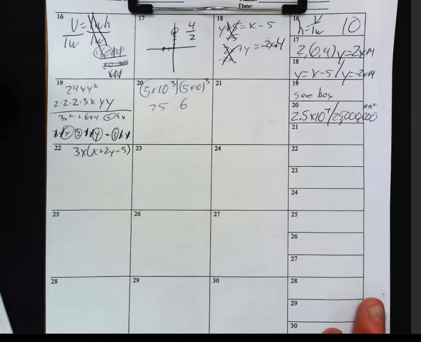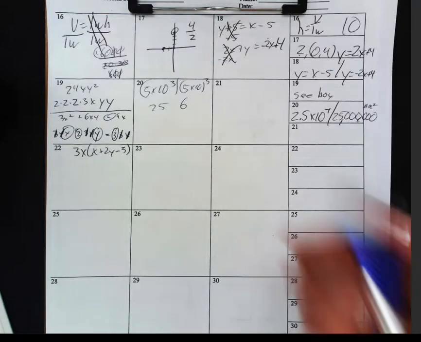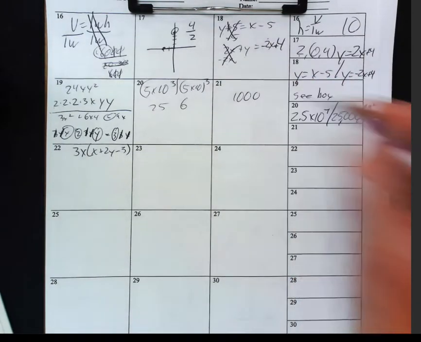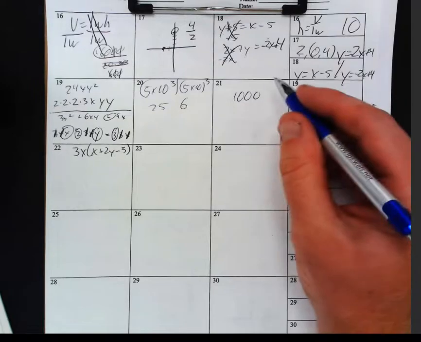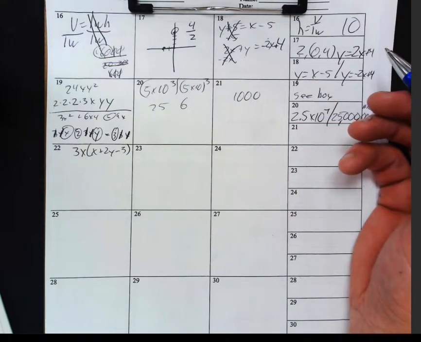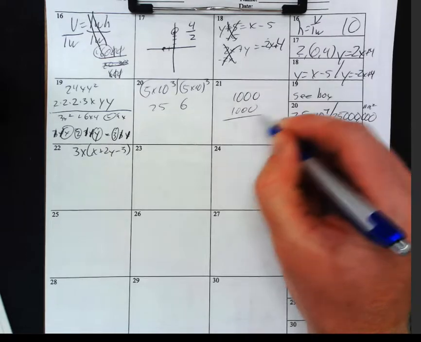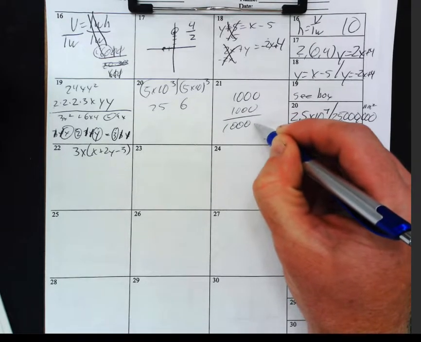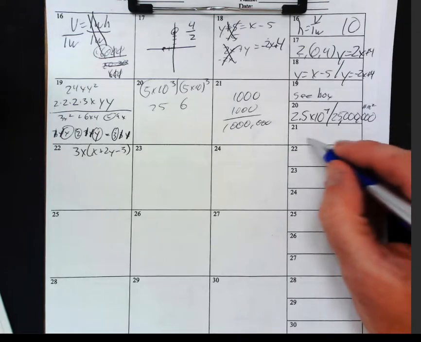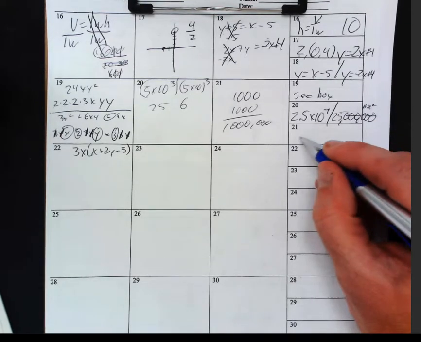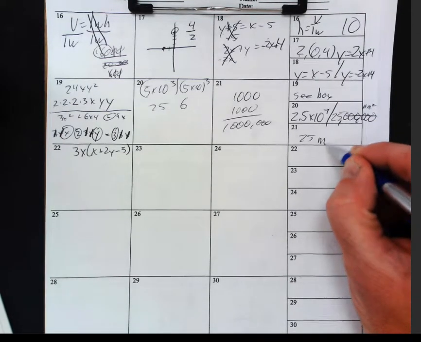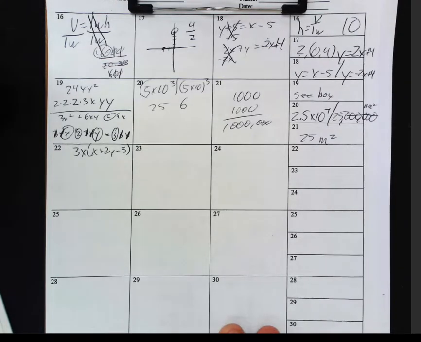21, use unit multipliers to convert your answer to square meters. Guys, I know there's 1,000 millimeters in a meter. So if there's 1,000 millimeters in a meter, and I'm squaring that, I need 1,000 times 1,000, which is a million. So I need to chop off 6 zeros. That gives me 25 meters squared.